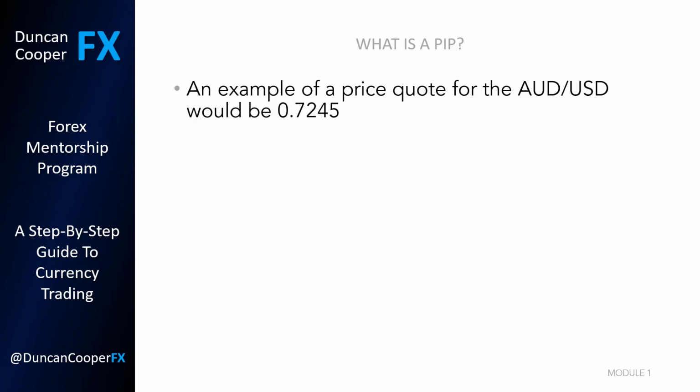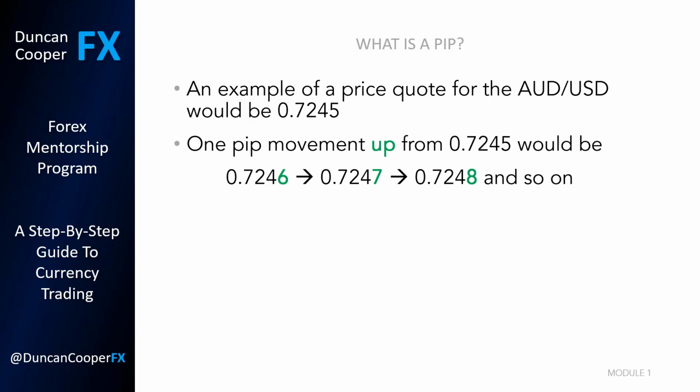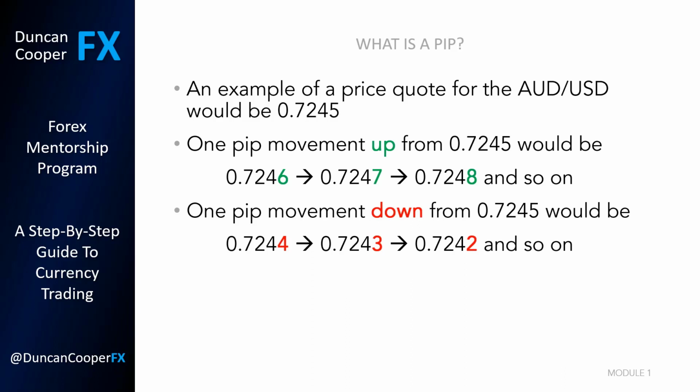An example of a price quote for the Australian dollar to the US dollar would be 0.7245. One pip movement up from 0.7245 would be 0.7246, 0.7247, 0.7248 and so on. One pip movement down from 0.7245 would be 0.7244, 0.7243, 0.7242 and so on.